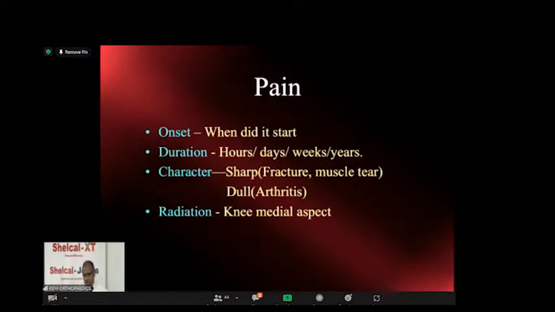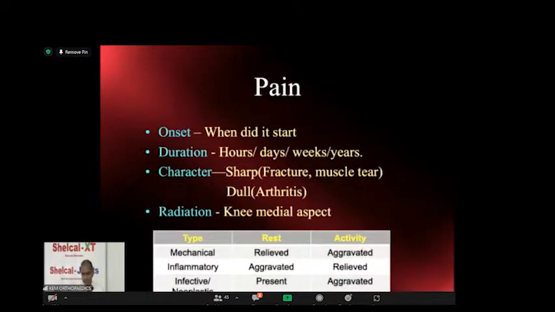Then the character of the pain, of course, sharp pain, dull aching pain, and radiation you must track. Especially in children with Perthes disease, the patient may not complain of pain around the hip. They will complain of pain around the knee. That is because of the radiating pain to the knee, because of the common nerve supply, the obturator nerve.